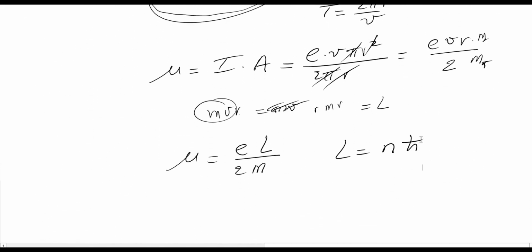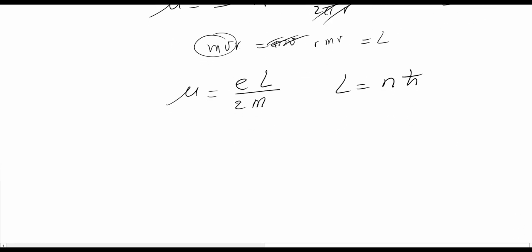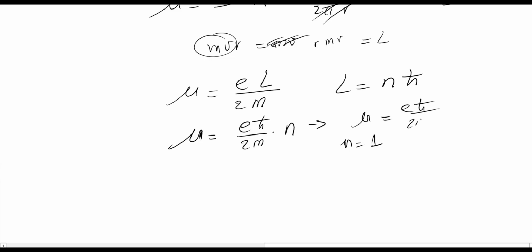But he found the correct answer in terms of the energy levels only, and he did not find anything else other than that. So there is a problem with this expression, because it looks like, if I use this one in here, the dipole moment, the magnetic moment in this case, is going to be e times h bar divided by 2m times n. For n equals 1, this number is going to be equal to e h bar over 2m.